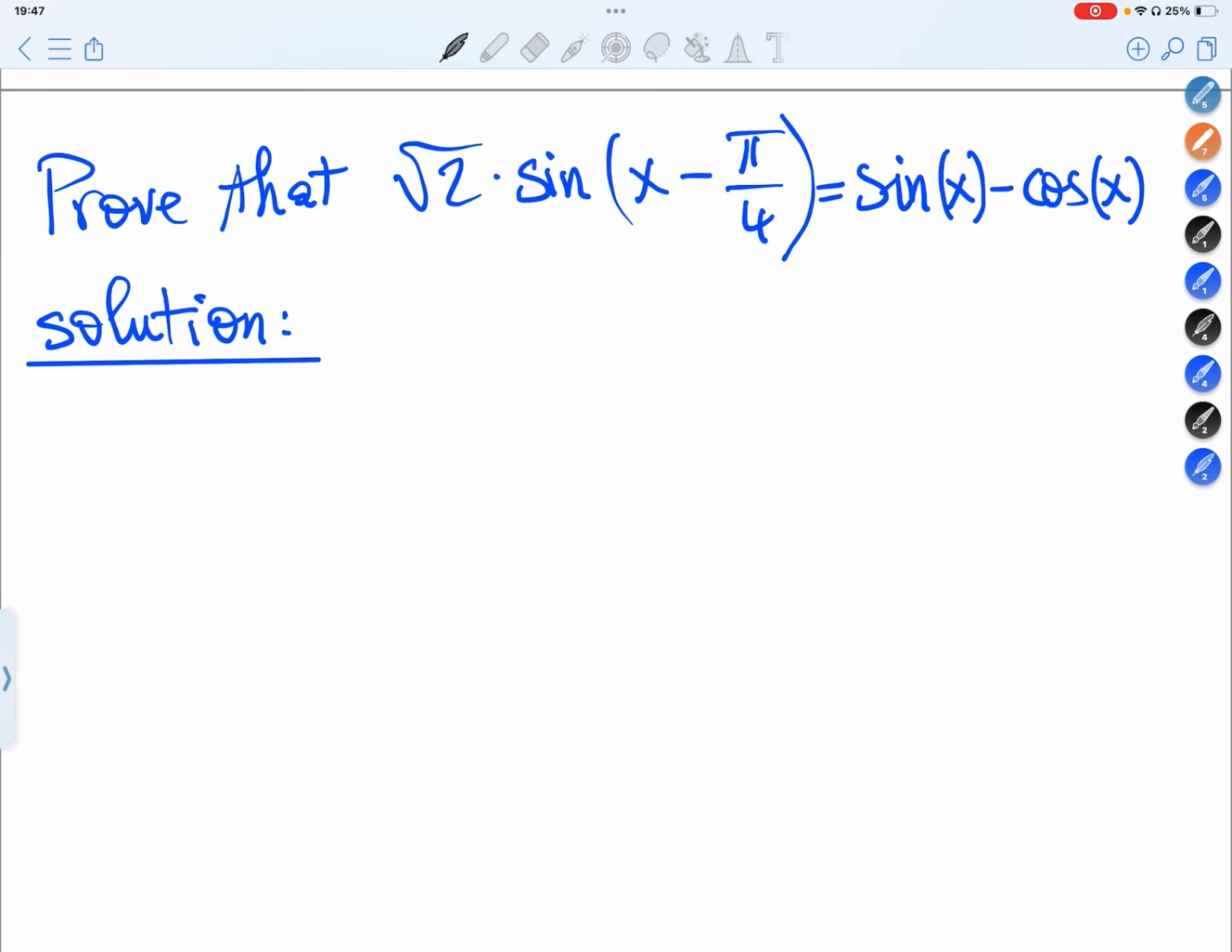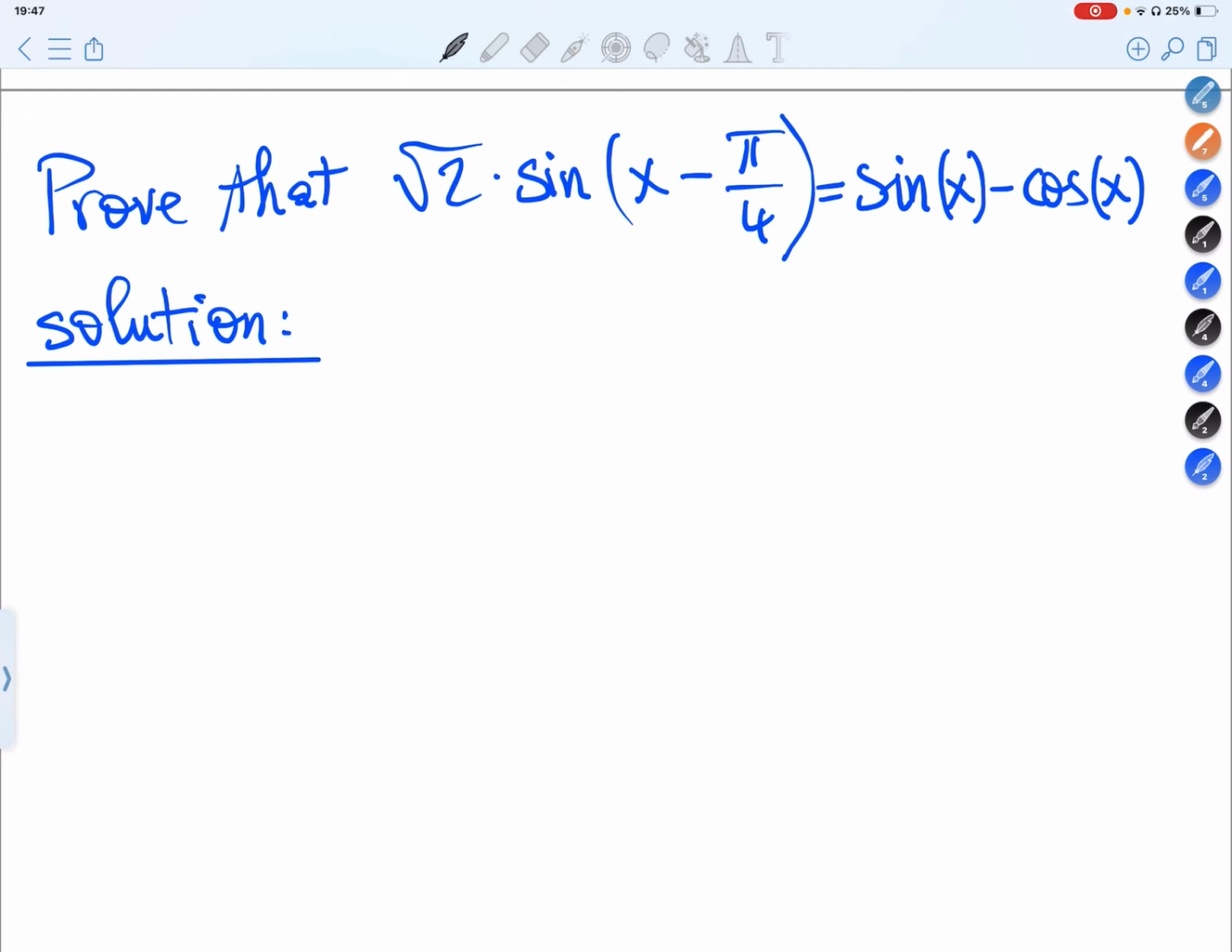What's up, guys? In today's exercise we're going to do a simple proof. We need to prove that root 2 times sine of (x minus pi over 4) is equal to sine of x minus cos of x.